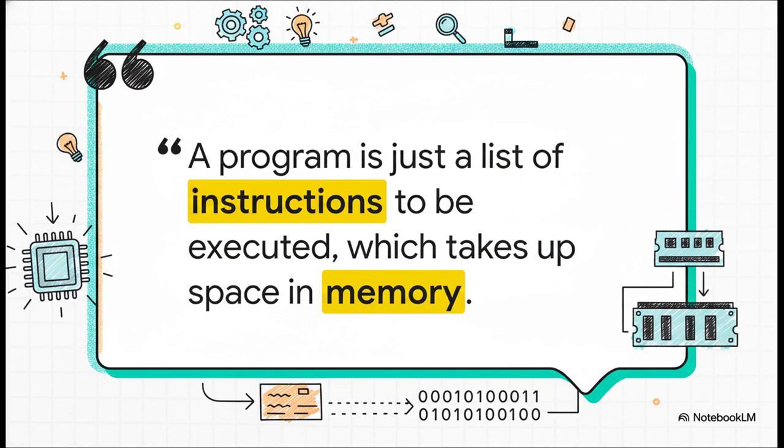When you get right down to it, what we call a program or software is really just a list of instructions. It's a to-do list for the CPU, sitting there in memory, where every single item on the list has its own specific address, just waiting for its turn to be fetched, decoded, and executed.